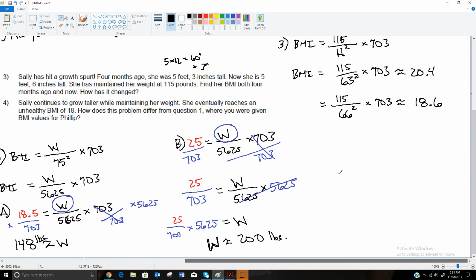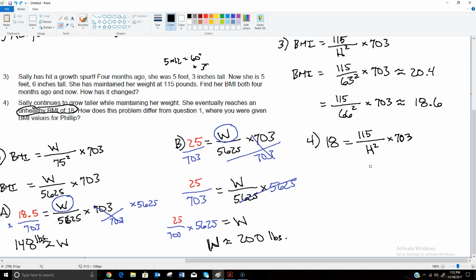So now we're going to do the same thing here for Sally, but we have some different information. We don't have her height. We have her weight, and her weight is staying the same. So it's going to be a little bit different calculation because we're trying to figure out an unhealthy BMI of 18. So she's going to be underweight for her height. And then her weight is 115 pounds. We don't know her height, so we're going to put that in as an H. Don't forget to square it, times 703.